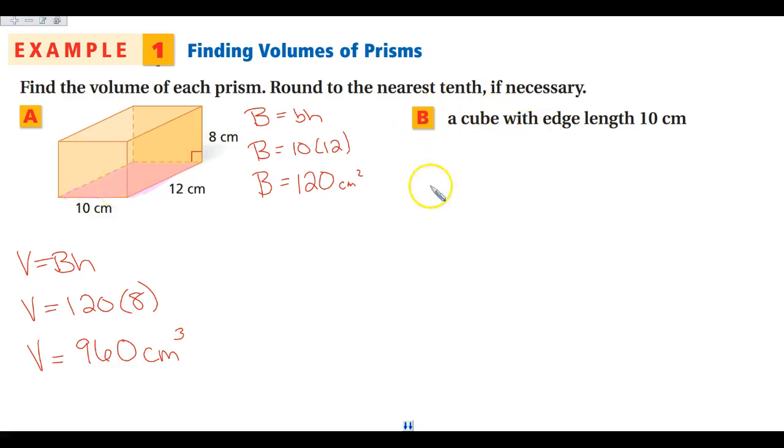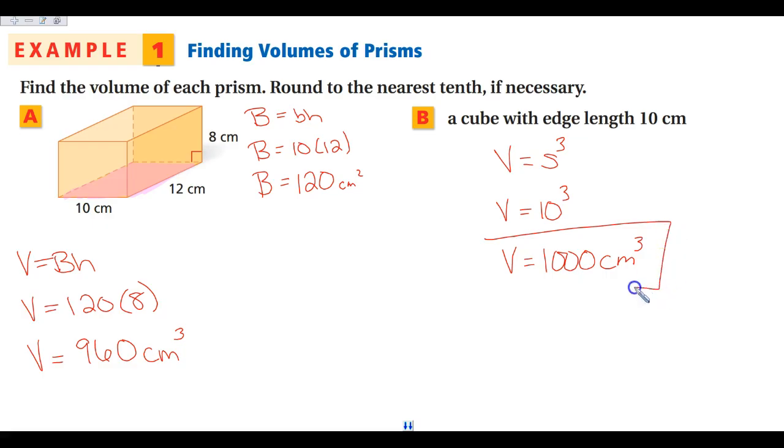Okay, all right, for B here we have a cube with edge length 10. I'm going to go ahead and just use that little shortcut formula, where volume is side cubed, because it is actually a whole lot easier if you do remember that one. So volume is 10 cubed, and 10 cubed is 1,000. So here I have 1,000 centimeters cubed. Okay, so these are my answers for A and B, and we're going to get to C on the next slide.